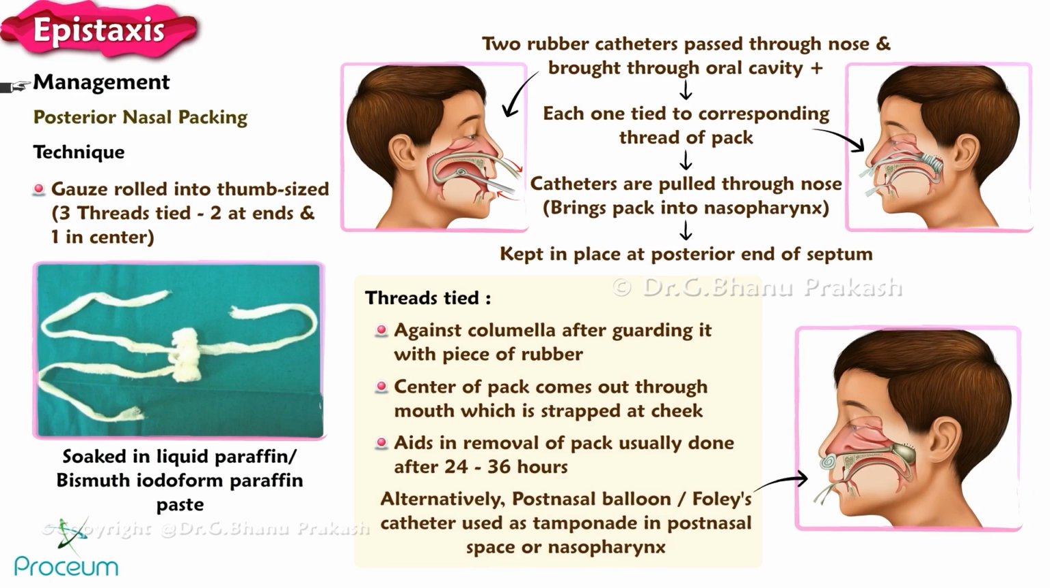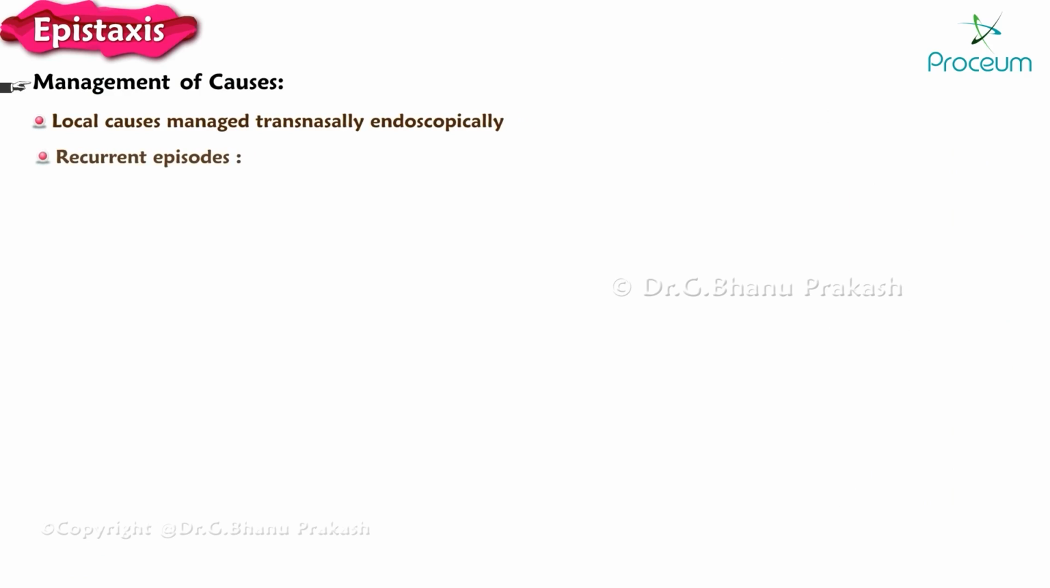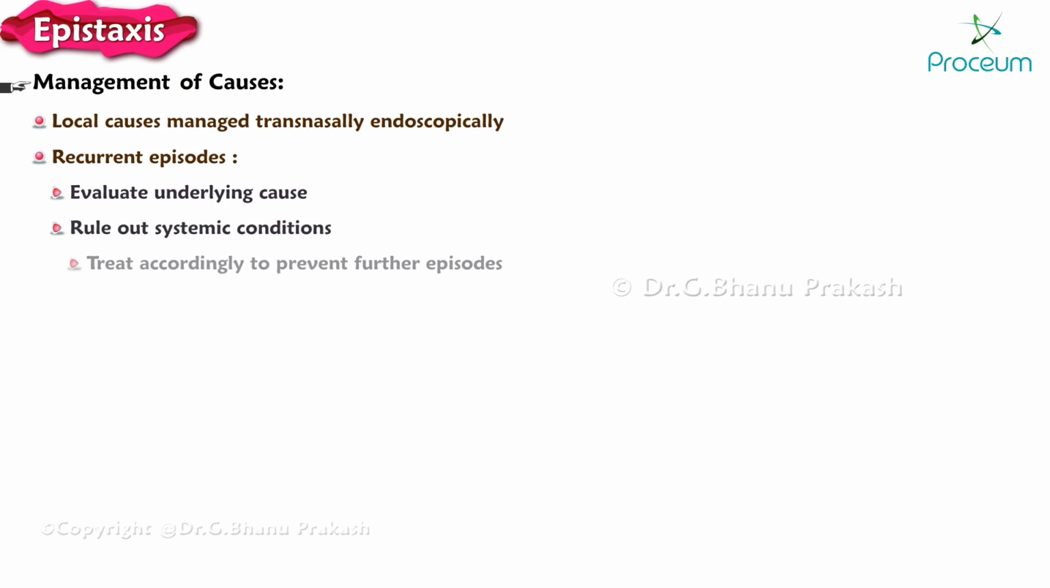Alternatively, a postnasal balloon or Foley's catheter may be used as a tamponade in the postnasal space or the nasopharynx. Management of causes. Local causes can be managed transnasally endoscopically. In cases of recurrent episodes, the primary underlying cause should be evaluated to rule out systemic conditions and treated accordingly to prevent further episodes.